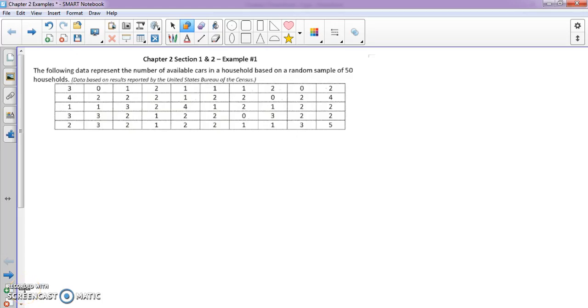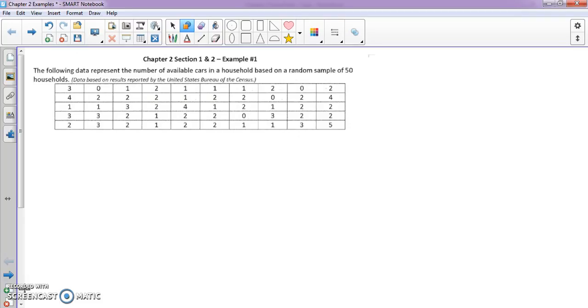So looking at our data here, we have the number of available cars in a household based on a random sample of 50. So what do we notice about our data? We have the values 0 through 5. The first step we need to do is identify what type of data we're working with. Are we working with qualitative or quantitative data? We're working with quantitative data, so then we need to identify, are we working with discrete or continuous data?